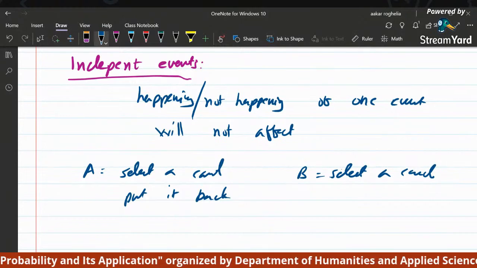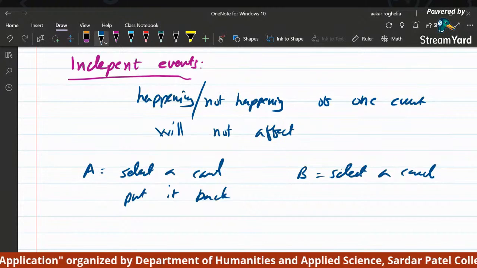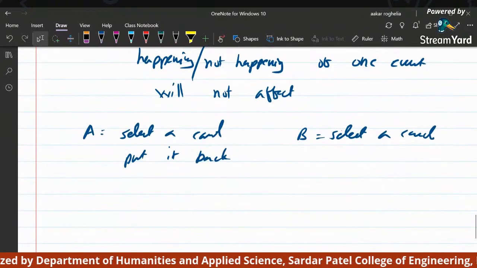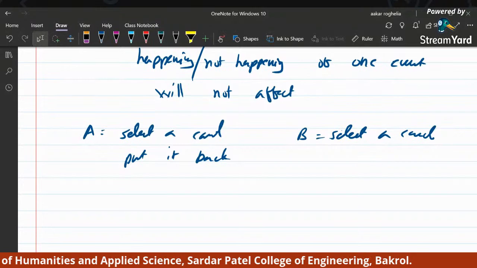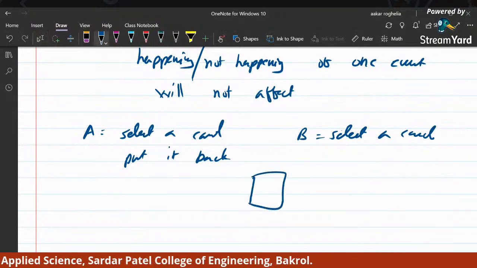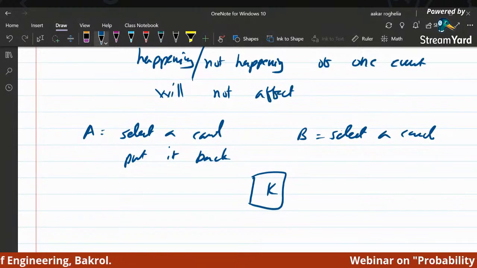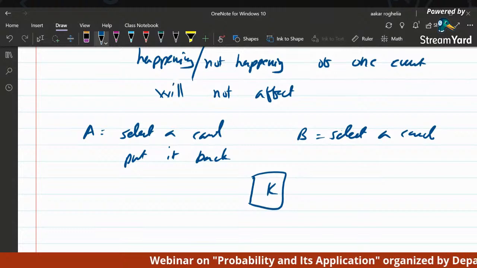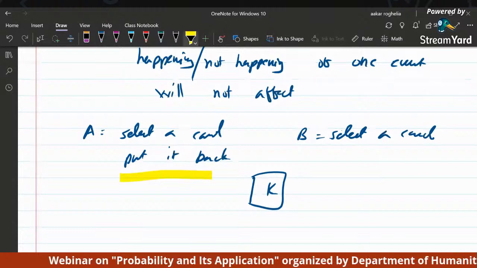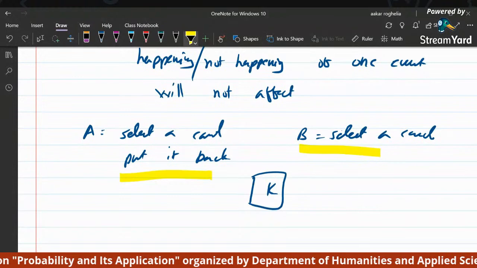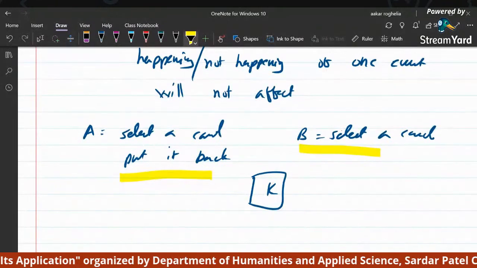But in that case, I'm not putting it back. So if some person has selected a king, and I want to select a king, and the first person has already selected a king but is putting it back, then there will be no effect on event B, because the same number of kings are there.